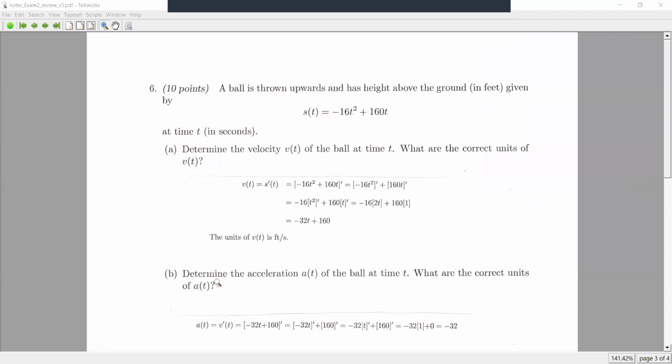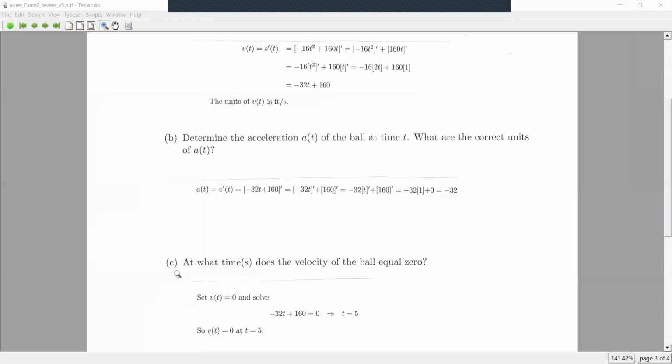Part B. Determine the acceleration of the ball at time t. What are the correct units of the acceleration? Acceleration is the derivative of the velocity. Take the derivative of the velocity, then we have negative 32. So acceleration is negative 32. The units of the acceleration is feet per second squared.